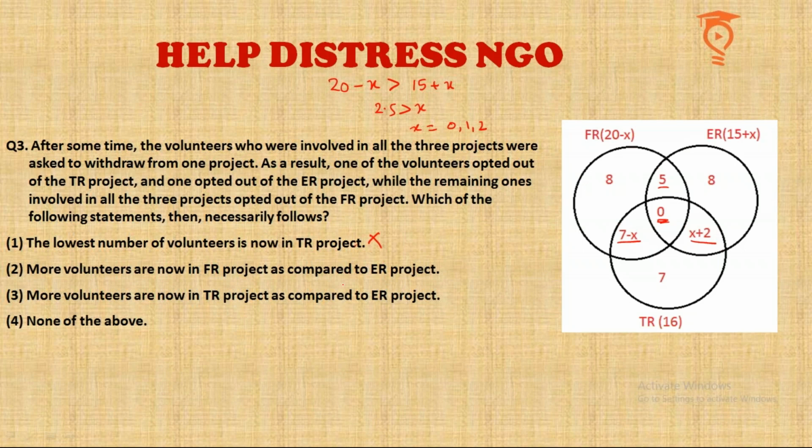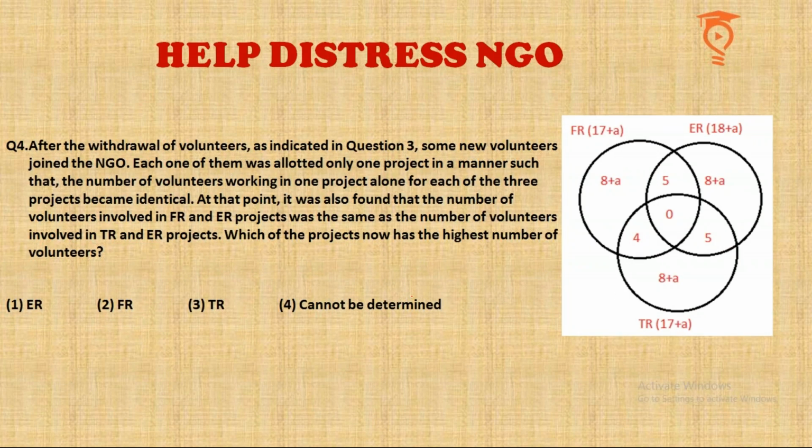Second, more volunteers are now in FR project as compared to ER project. This is going to be 100% right because with the given values of x, FR will always be the maximum. Third, more volunteers are now in TR project. अब तो खैर कोई ज़रूरत ही नहीं है बाकियों को देखने की. So I think we have answered 3 questions successfully. Now moving on to the 4th question. It is connected with the 3rd question.